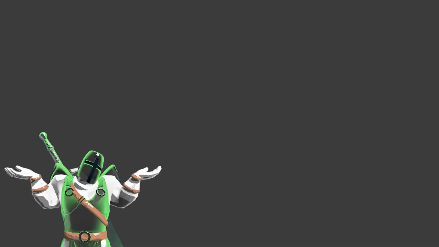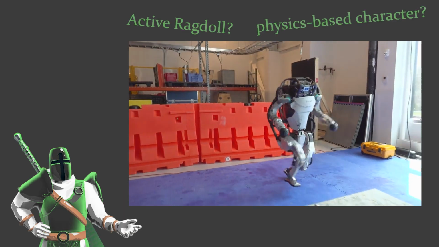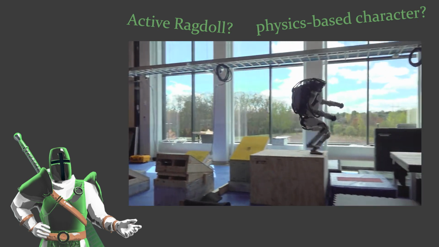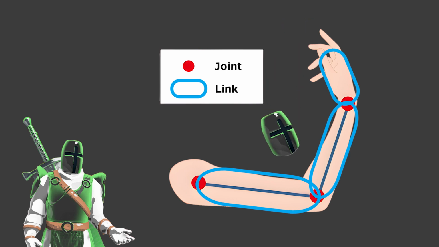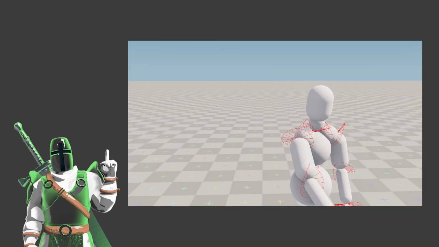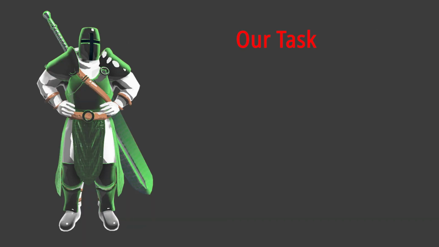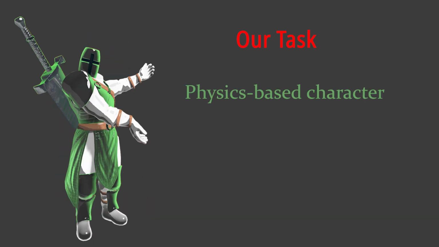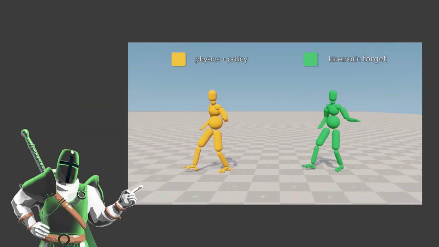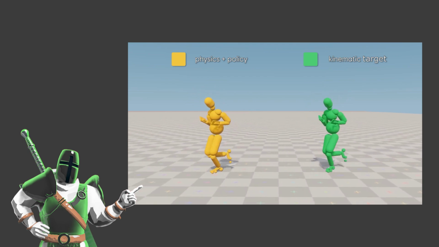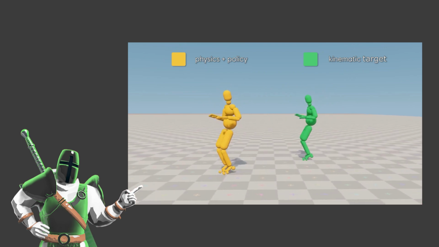Alright, here goes. First, for those who don't know what active ragdoll or physics-based character means, just imagine it as a robot-like game character which consists of joints with a certain degree of freedom and links that can physically contact other physical objects. The only way to make it move is to apply torque to its joints. And the task here is called physics-based character motion imitation learning, quite a name, which simply means training the active ragdoll, our agent, to imitate the given animation by rotating its joints and using the reaction force of the ground.